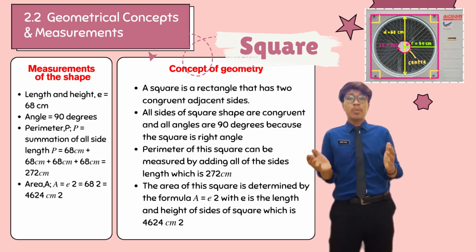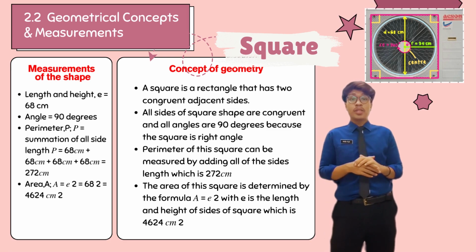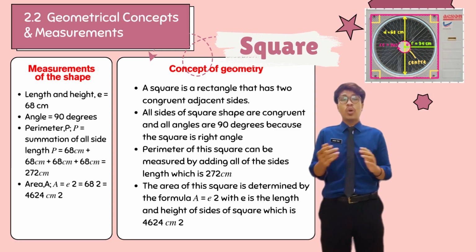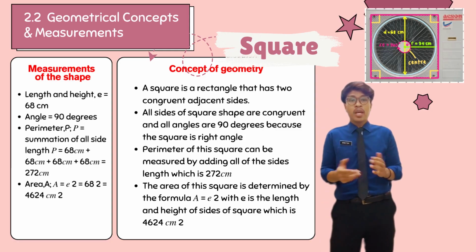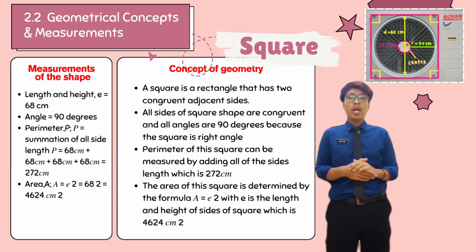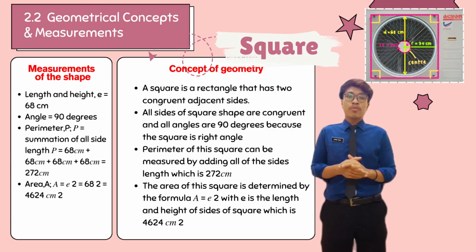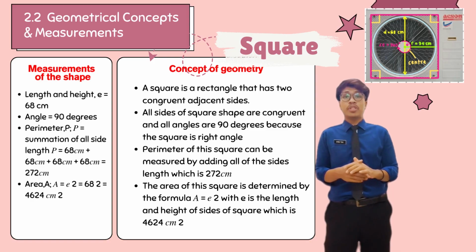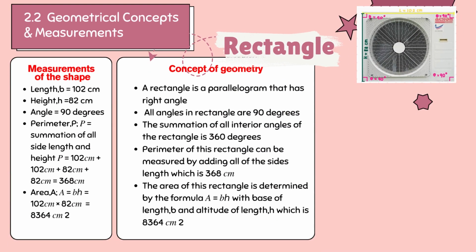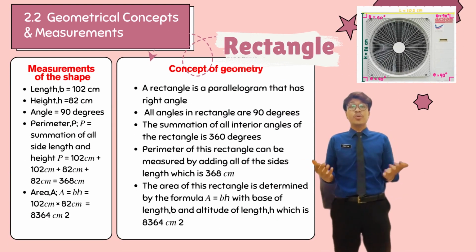Perimeter of the square can be measured by summing up all the sides of the square, which is 272 cm, and the area of the square can be determined by calculating width times length, which is 4624 cm square.